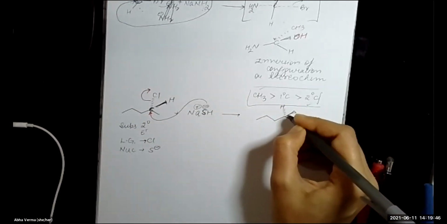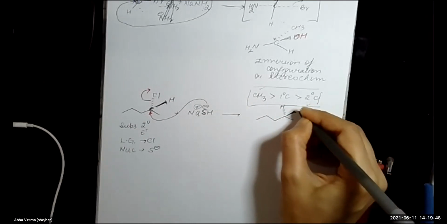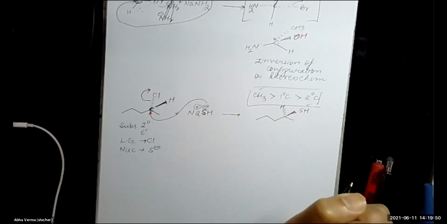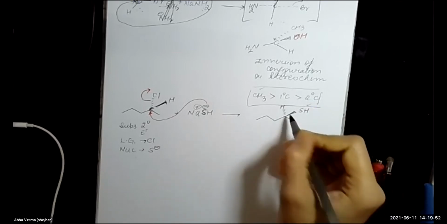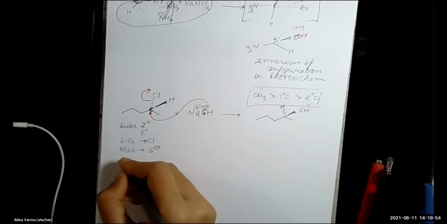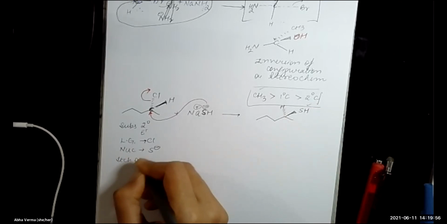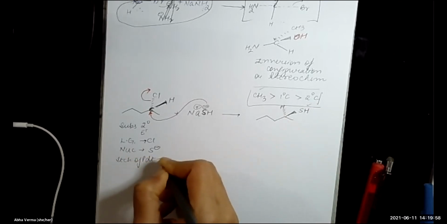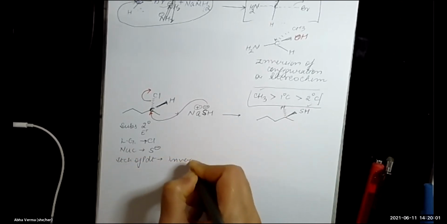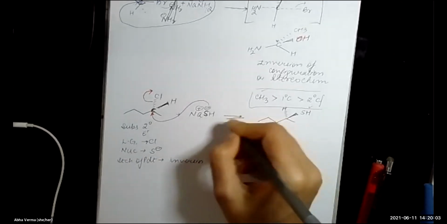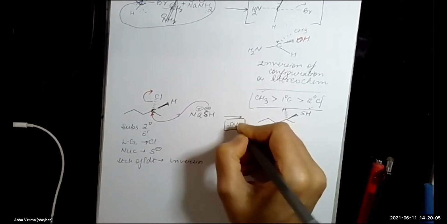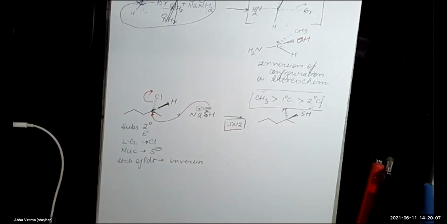So what will be on my wedge now? The SH. What has happened here to my stereochemistry of product? An inversion will happen. Why? Because I have decided this is going to follow the SN2 mechanism.